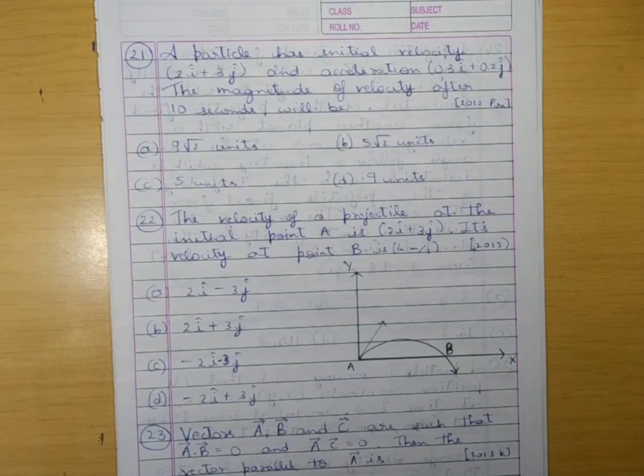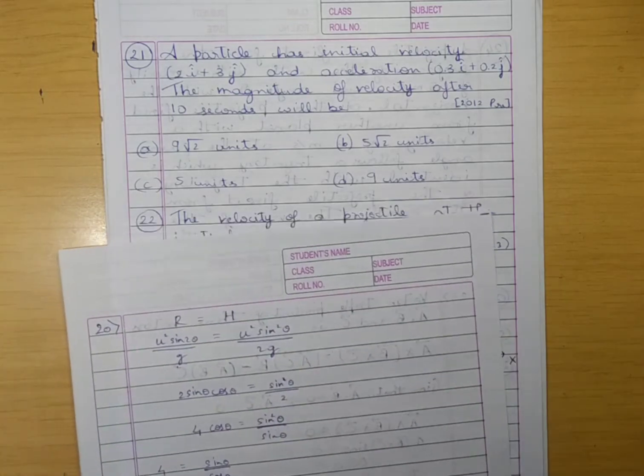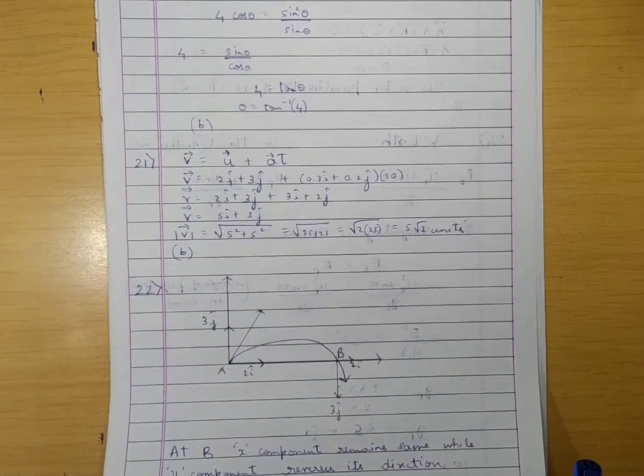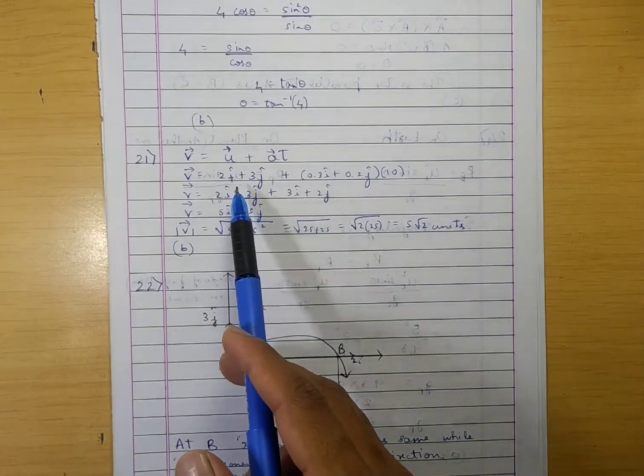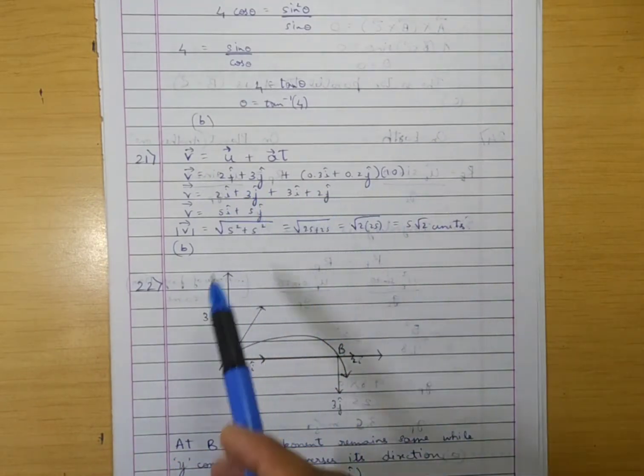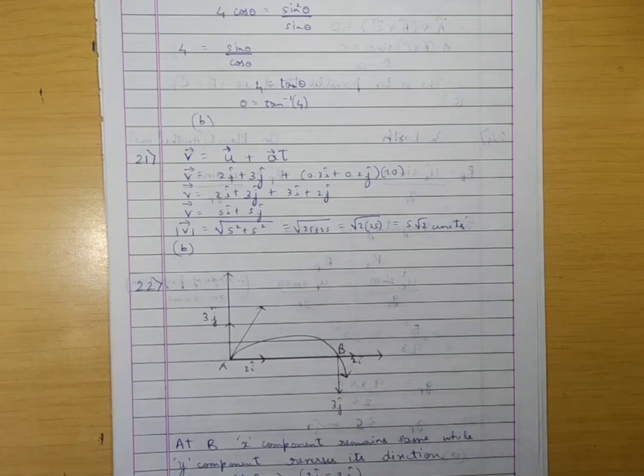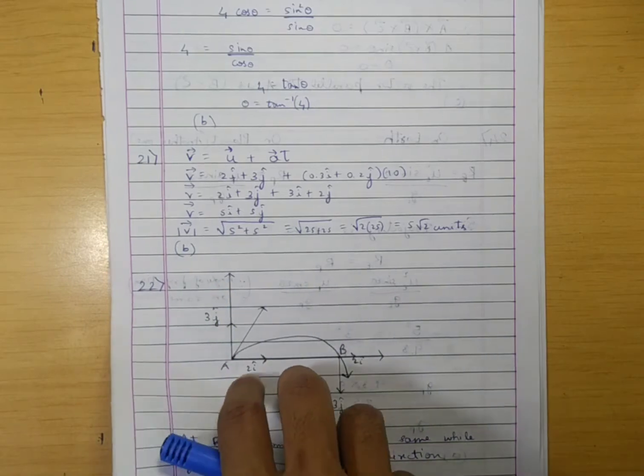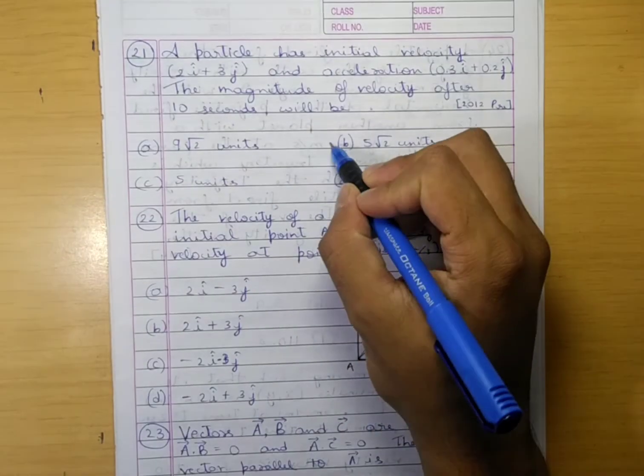A particle has initial velocity 2i plus 3j and acceleration 0.3i plus 0.2j. The magnitude of velocity after 10 seconds will be. 21. Again, v is equal to u plus at. Substitute the values of u, a and t. We get v is equal to 5i plus 5j. The magnitude is equal to root of 5 square plus 5 square, 5 root 2 units. Option B.